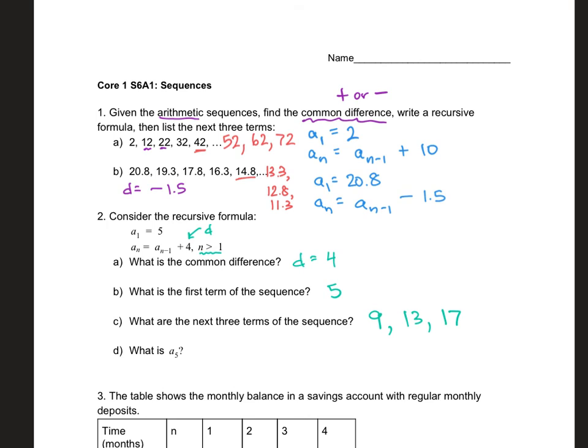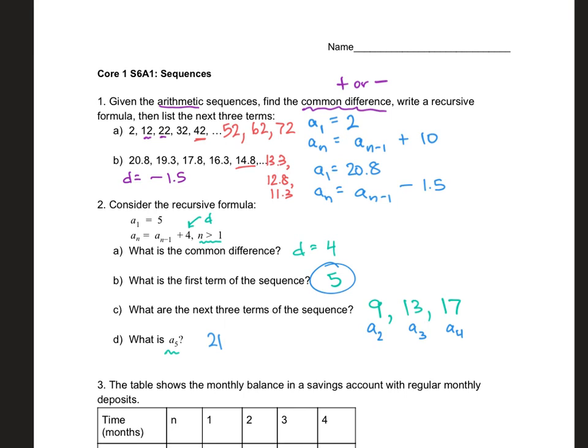Lastly, in part D, what is a sub 5? So this is asking us for the 5th term in the sequence. Our first term we found was 5. The second term, or a sub 2, was 9. The third term, or a sub 3, was 13. The fourth term, or a sub 4, was 17. So to get a sub 5, we literally need to find the term after 17. So 17 plus 4 is 21.